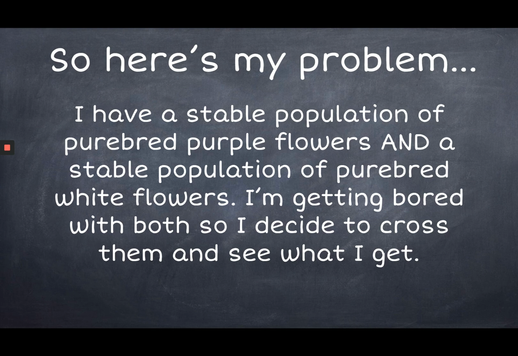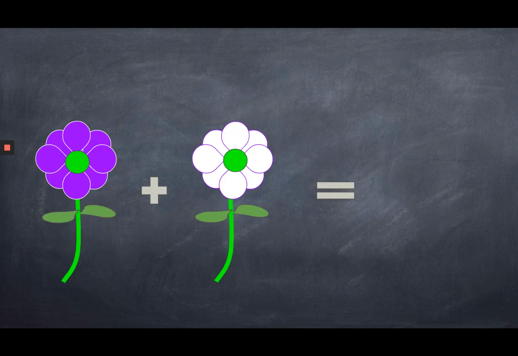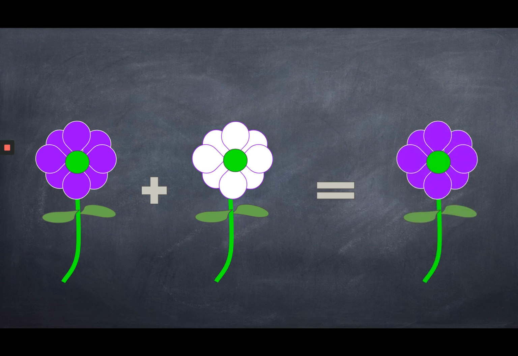However, let's say I'm getting bored with my purple and white flowers, so I decide to cross them both and see what I get. So I take a purple flower and I take one of my white flowers. Again, these are purebreds, and I cross them, and I'm hoping for some sort of new, wild, crazy variation, and I end up with a purple flower that is identical to my original purple flower. And in fact, all of the flowers that I make from this cross are the exact same type of purple. So that's kind of frustrating because I wanted some differences and I just got more of the same, but whatever.